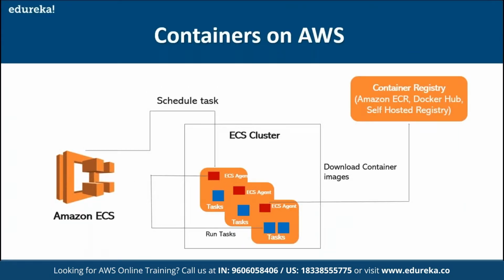Now just see this. This is a diagram about how the container looks in the cloud. On the cloud, when you are putting your container, how will it look? Basically, this is your ECS service, Elastic Container Service, or Elastic Containerization Service, also you can call it. Fine. So you will schedule a task with the help of this service, and a cluster will be created.